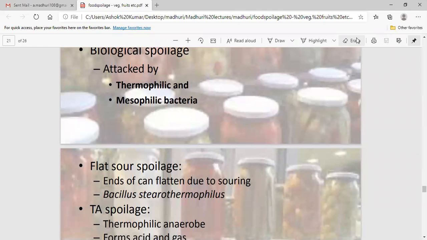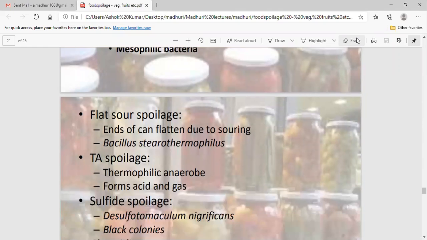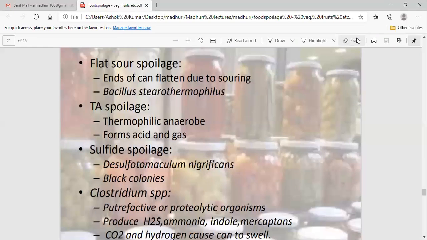Next is flat sour spoilage. In this flat sour spoilage, ends of a can flatten. Due to souring, as in, there is no gas production, we cannot see bulging of the ends of the can. Here, the ends of the can will be flat in nature, but souring will be there inside, and this is caused by Bacillus stearothermophilus.